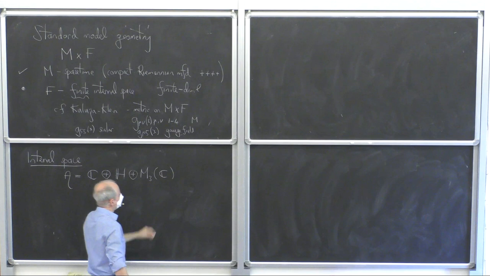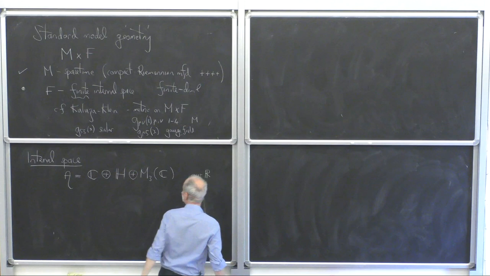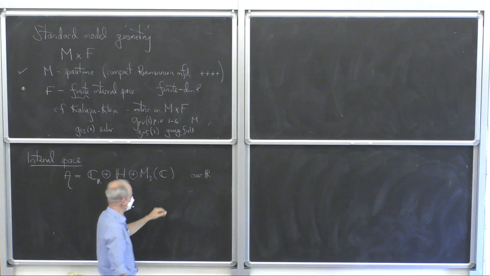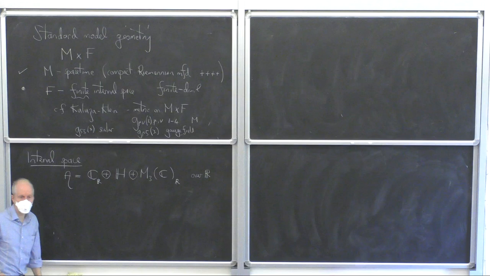So it's an algebra over the real numbers, in fact, and I'm thinking of the complex numbers as a two-dimensional real algebra. Also the 3x3 matrices over C as an 18-dimensional real algebra. And the quaternions we already know is a real algebra anyway, so that whole thing is a real algebra.